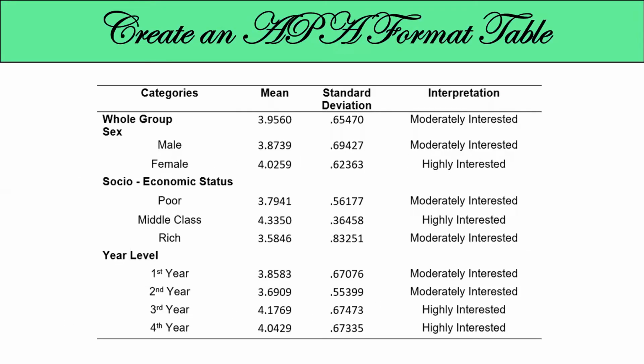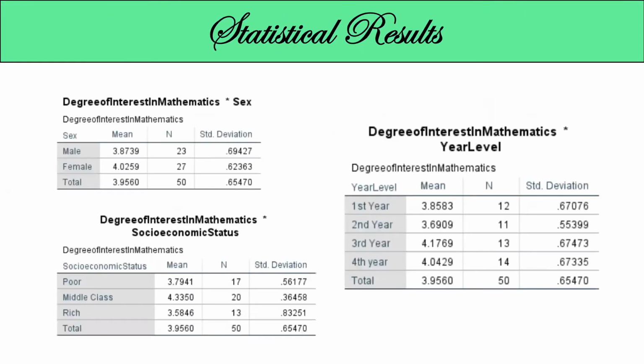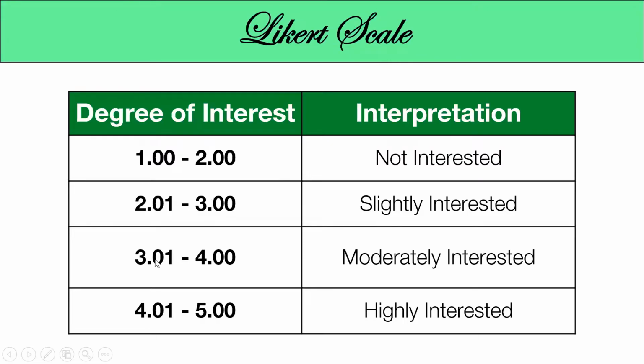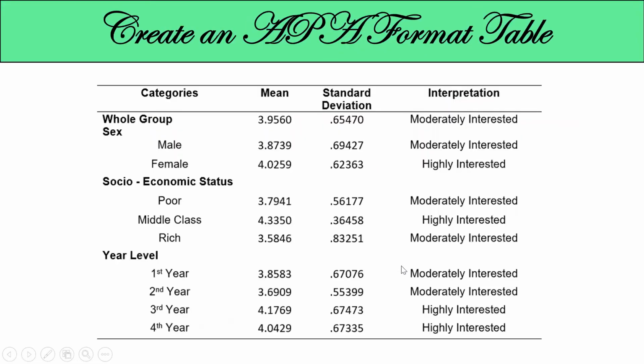So now it's time for the APA format table. For the whole group, of course, we will see the total a while ago here. All the totals are just the same, so we only need 1 data for that. You can actually get any here, but only get 1. Either of the 3 can do. So that's 3.9560 and 0.65470. So I think that's correct. And then for the interpretation, you focus only on the mean. So 3.9560 is moderately interested. So that's it. Now let's check the male and the female.